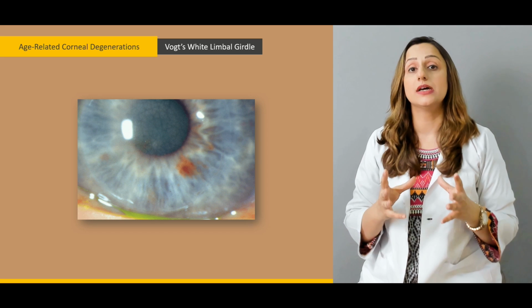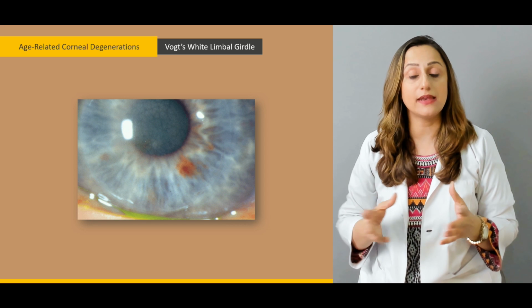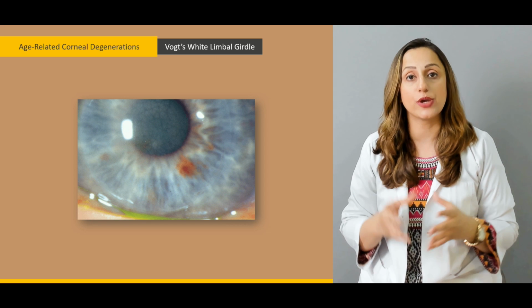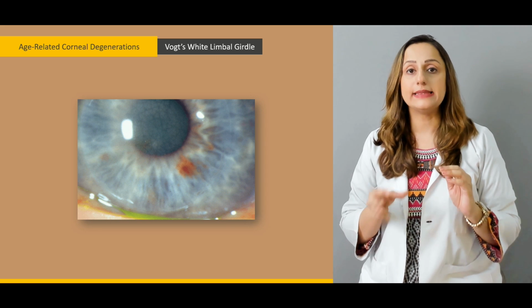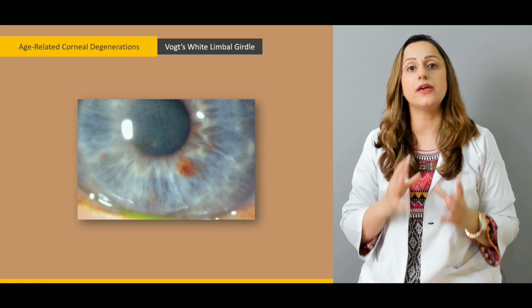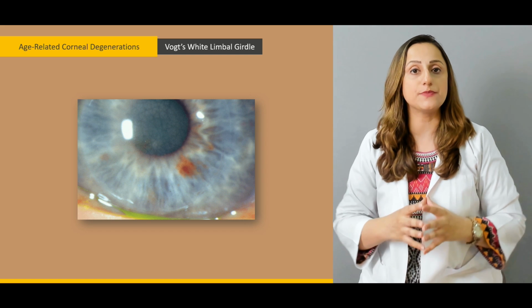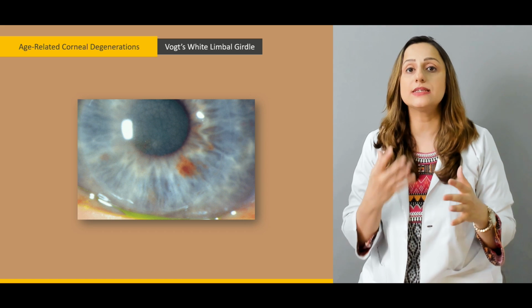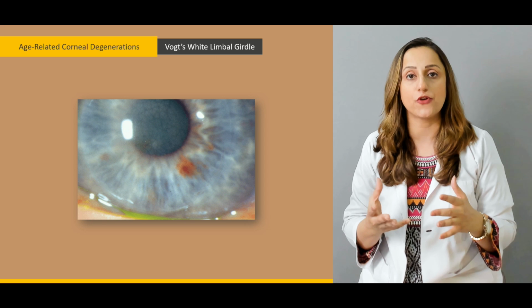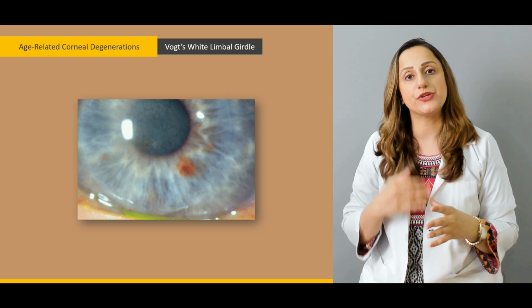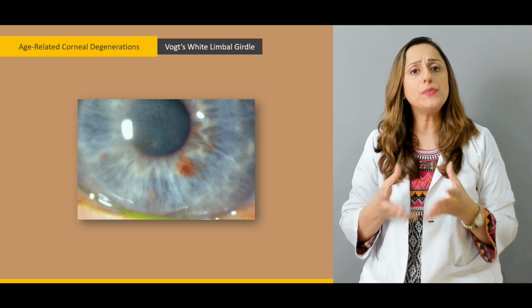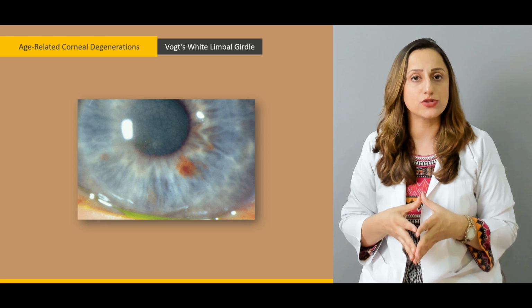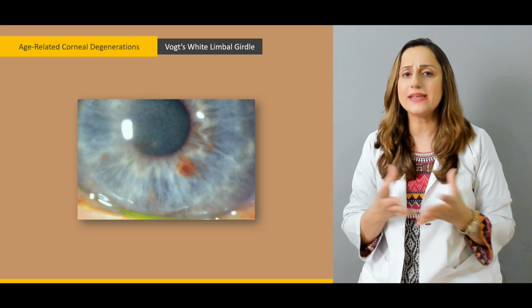It is not any other pathology, any other systemic pathology going on with these patients. So you would observe that even in the absence of any other underlying pathology, these patients have this haziness of the cornea, and this condition is regarded as the Vogt's white limbal girdle. The probable signs and symptoms these patients would suffer from are quite conspicuous.